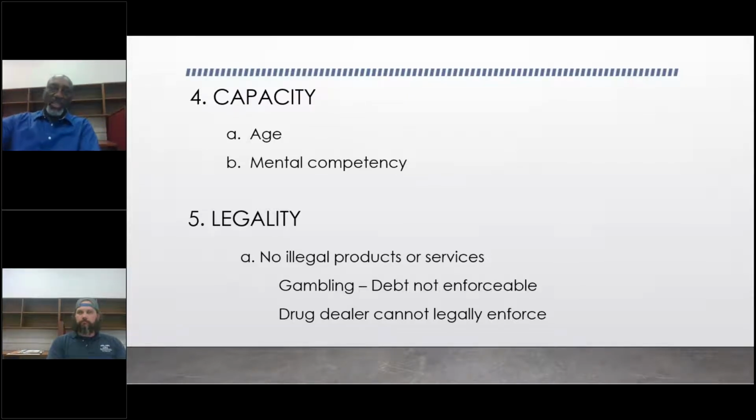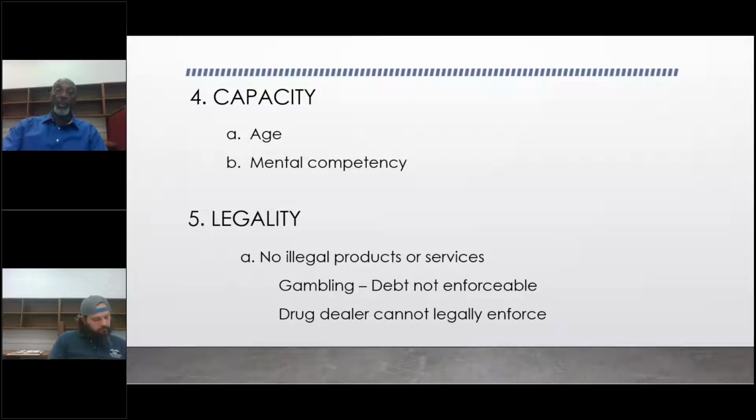So who has the capacity to enter into a contract? Well, in the state of Ohio, you have to be the age of 18, and you have to be mentally competent. So let's just talk about age at this point. If a person is 18, then that gives them the capacity, at least age-wise, to engage in a contract. Now, remember I said that the law is full of exceptions to the rule.